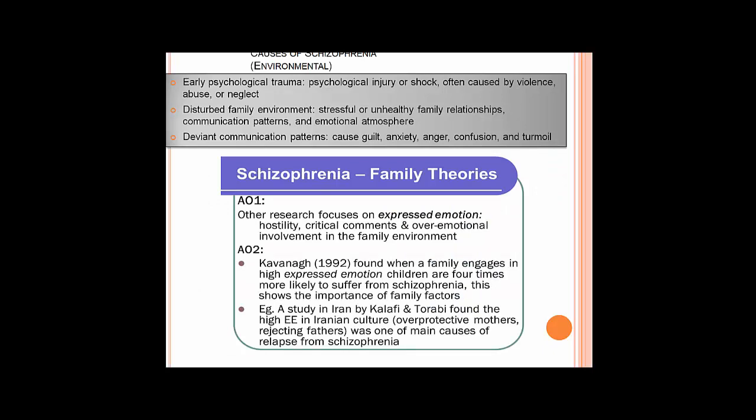Some causes of schizophrenia could be some sort of psychological trauma. It could be a disturbed family environment. And you often will see this within people where there's a deviant communication pattern that tends to cause guilt or anger. It seems to be wrapped up in that. Whatever is said or communicated, there's always some blame or guilt or anxiety in the communication. So there are certain family theories about schizophrenia.